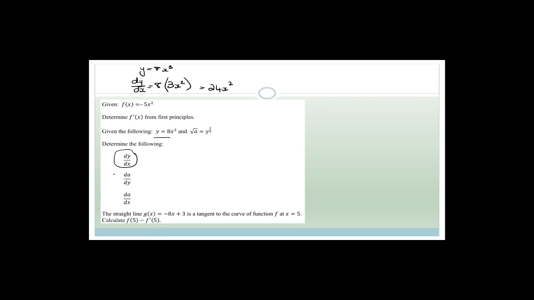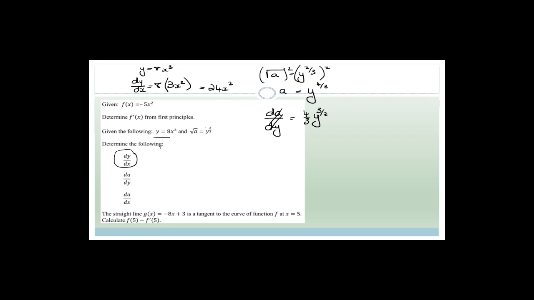Very easy question. Now they want dA by dy. So that's a little bit more complicated. They're telling us that the square root of A is equal to y to 2 over 3. We cannot differentiate this at the moment because of the fact that A has a square root on it. So what we need to do is change it into an A by squaring both sides. So if we square both sides, we have A is equal to y to the 4 over 3. Okay, and now we need to differentiate. dA by dy is going to equal 4 over 3 y to the 1 over 3.